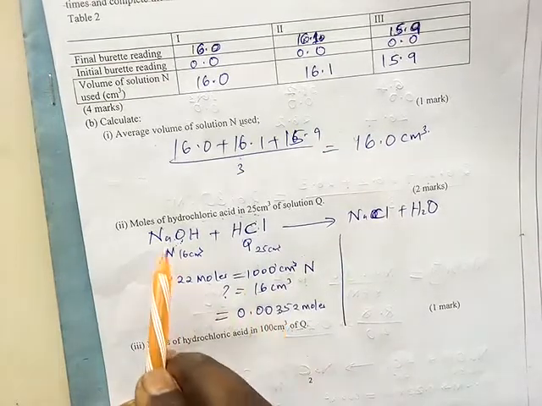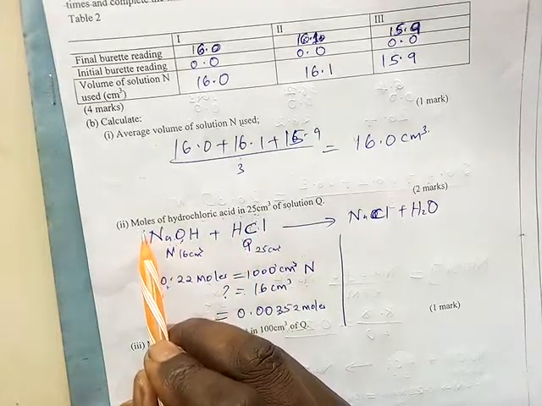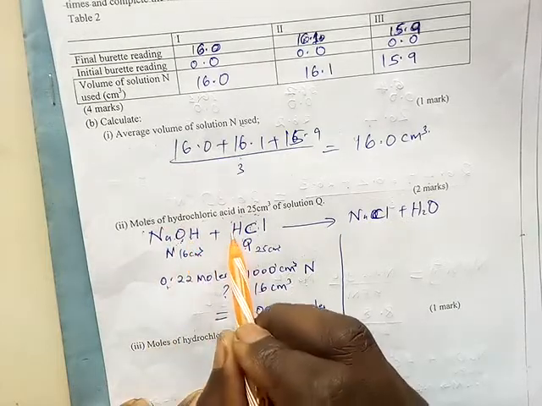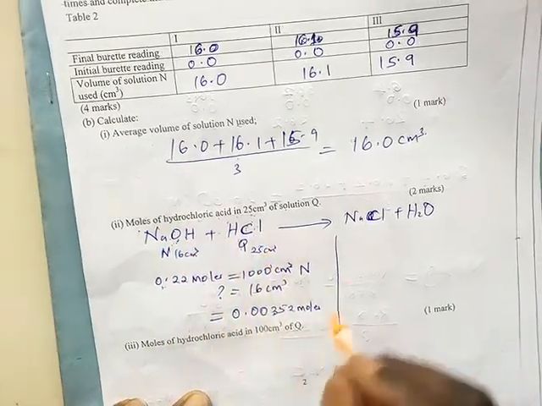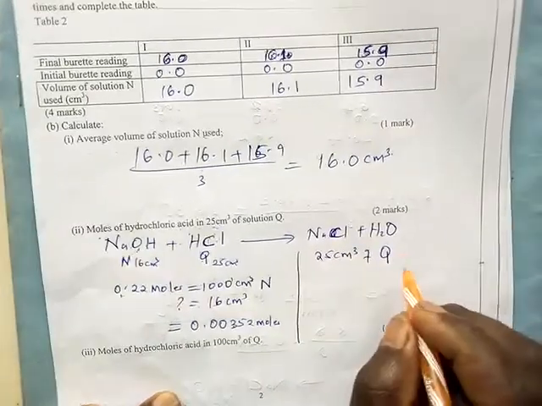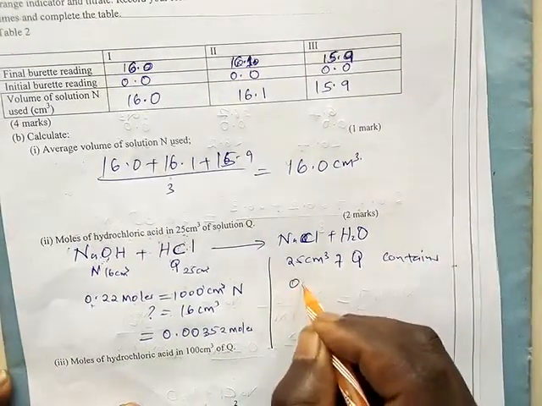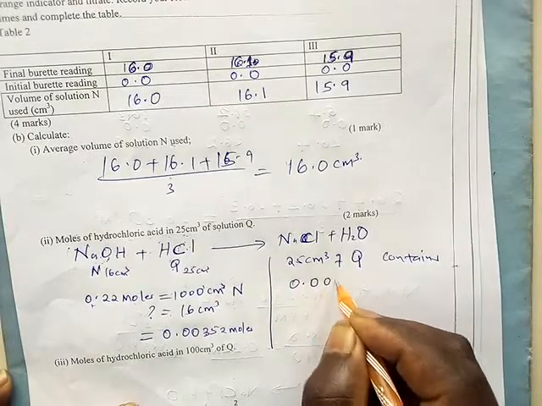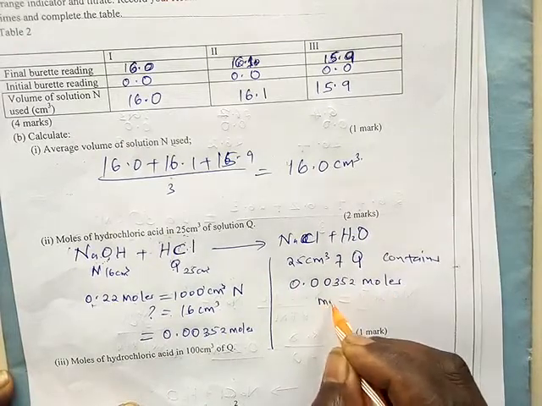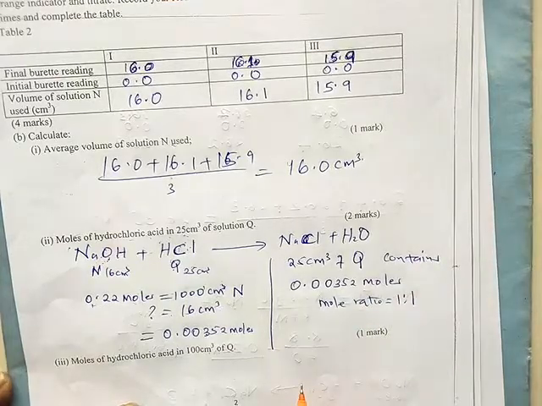Now this is the number of moles of sodium hydroxide that reacted with HCl solution Q. But now we know the ratio is 1 to 1, meaning that the number of moles of this sodium hydroxide is equal to the number of moles of HCl in solution Q. So now 25 centimeters cube of Q contains 0.00352 moles. Mole ratio equal to 1:1. That one is done.